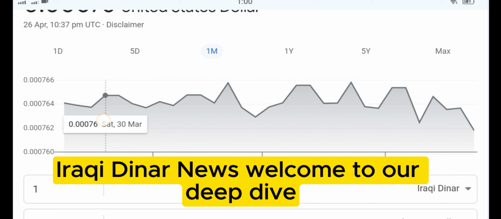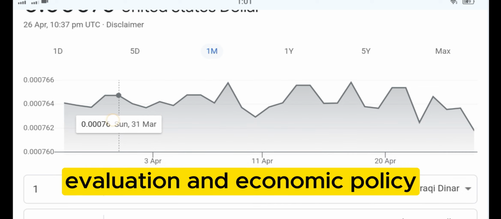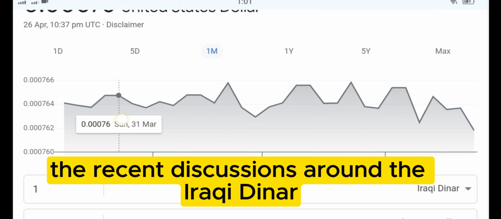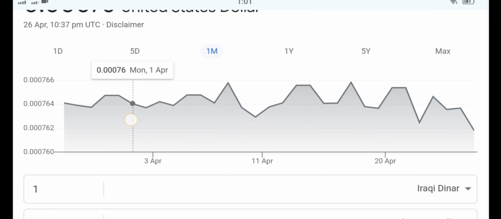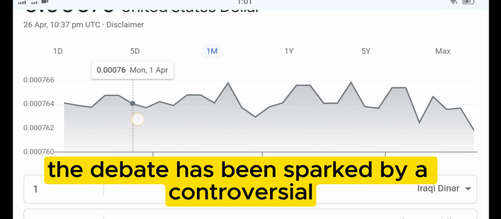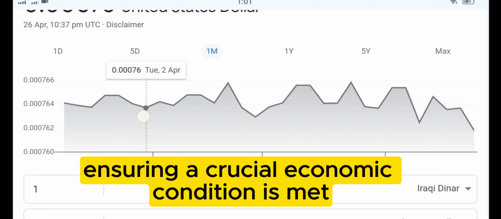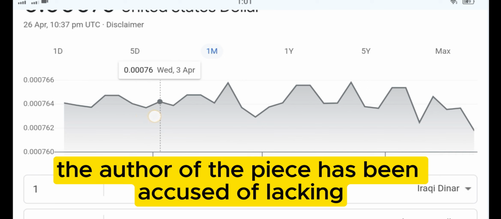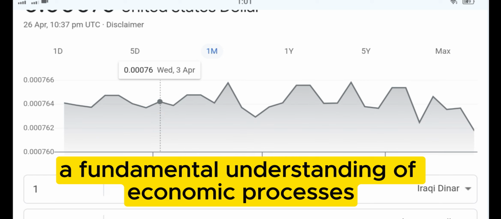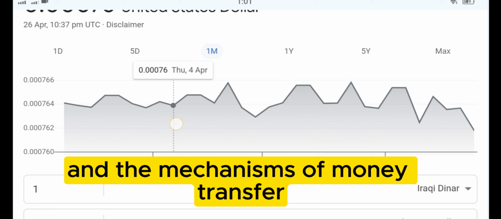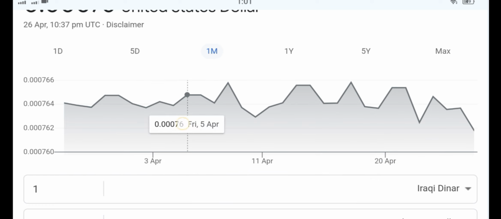Welcome to our deep dive into the intricate world of currency valuation and economic policy, where today we're focusing on the recent discussions around the Iraqi dinar. The debate has been sparked by a controversial opinion piece that criticized the idea of floating the Iraqi dinar without first ensuring a crucial economic condition is met. The author of the piece has been accused of lacking a fundamental understanding of economic processes, international finance, and the mechanisms of money transfer in a productive society.